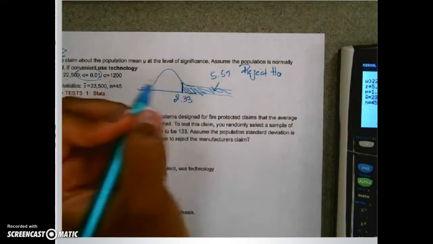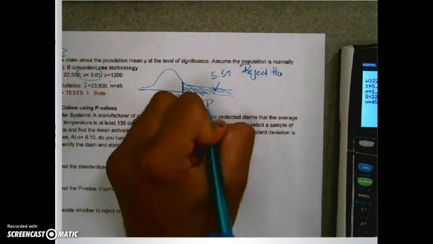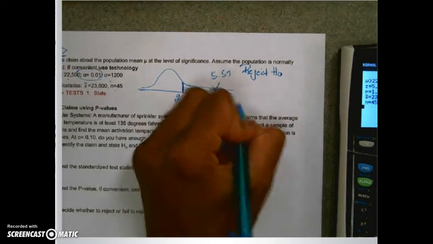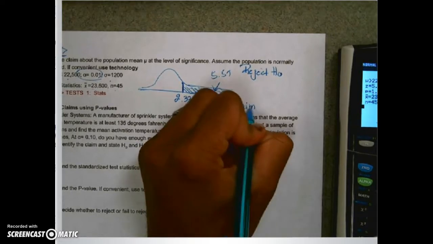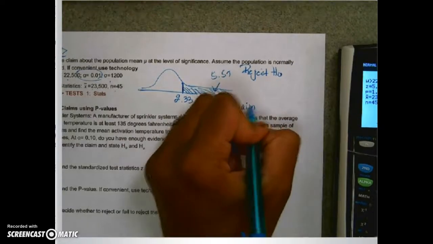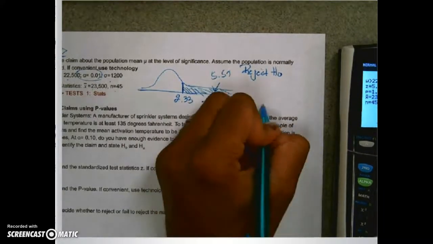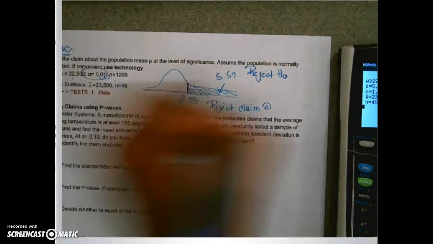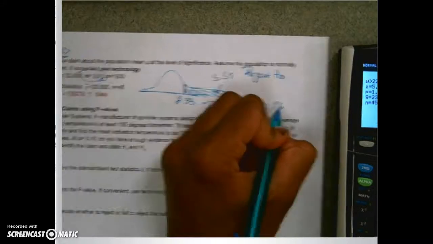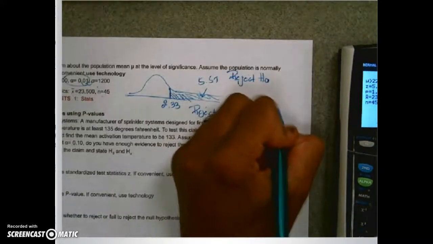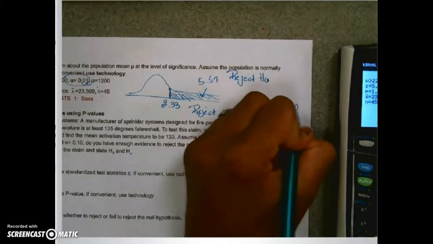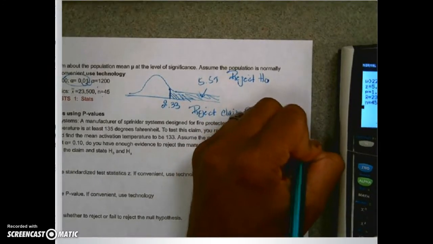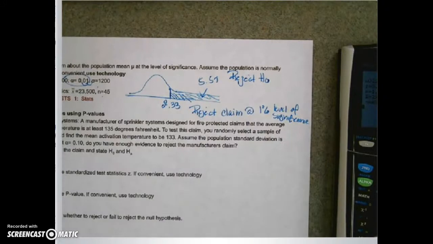And let's start making sentences now. So reject, which was the claim. H naught was the claim. The null hypothesis was the claim, excuse me. At a, so move this decimal point over twice, at a 1% level of significance. Okay. All right, there you go.